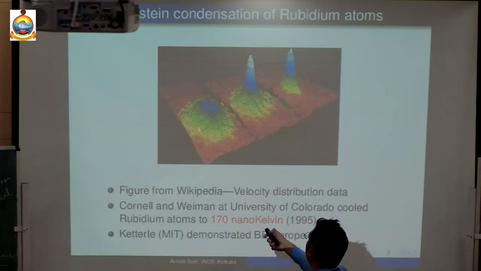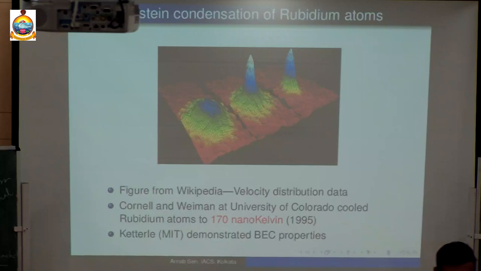This one on the left is basically what the velocity distribution looks like before this bunch of rubidium atoms have condensed into a Bose-Einstein condensate. Here the temperature is the tuning parameter. You have to go below a certain temperature for this to happen. Above this temperature, you would not get a condensation. We'll in fact calculate this temperature in one of our lectures, and you'll see it's not very hard to calculate.